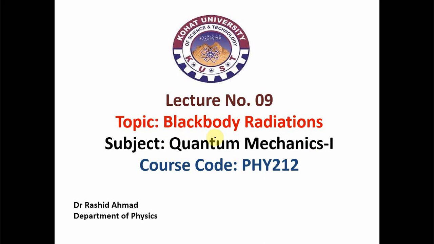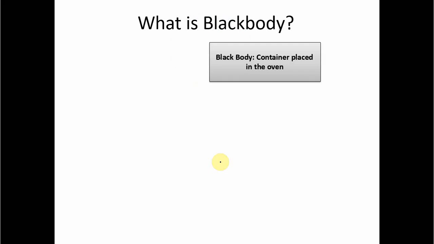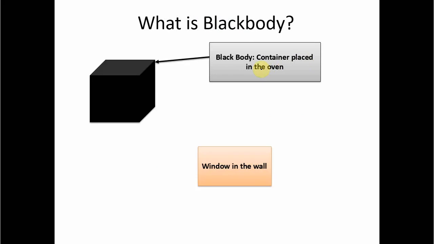Today we are going to learn how quantum mechanics could explain something which the other three well-established theories could not do so. But let's get started with black body and see what actually a black body is. The black body could be any container which is made of any material and placed in the oven, such as this, and we can have a cavity in one of the walls so that radiations can also escape from here.